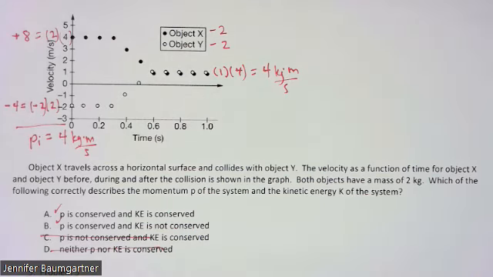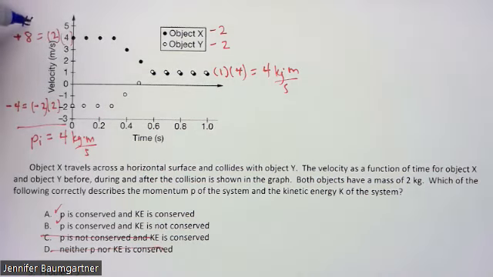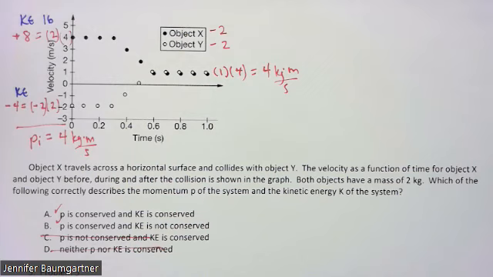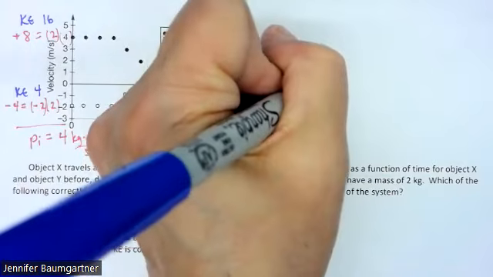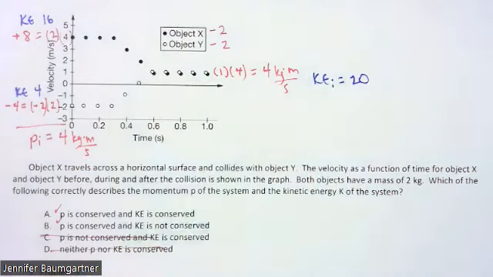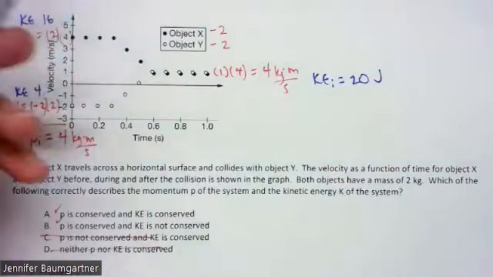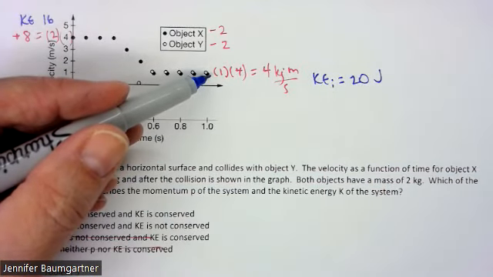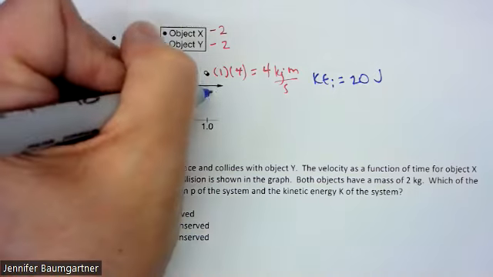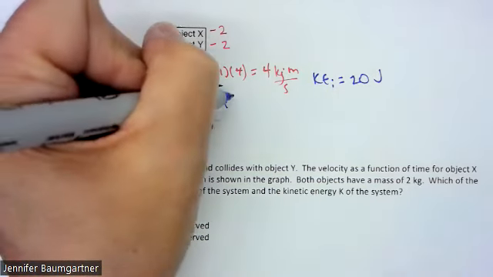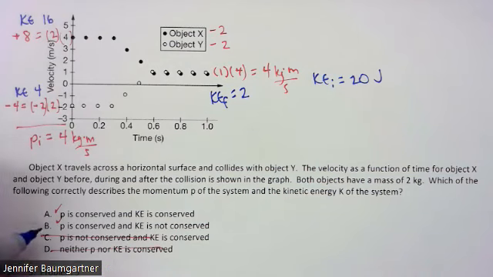So we start off, and my initial kinetic energy is 1/2 times the mass times the velocity squared. My kinetic energy at this spot is going to be 16. My kinetic energy down here, 1/2 times 2 times 2 squared, is going to be 4. So my KE initial is 20 joules. My KE final is 1/2 times 4 times 1 squared, so my KE final is going to be 2. So most certainly kinetic energy is not conserved, and my answer here is B.